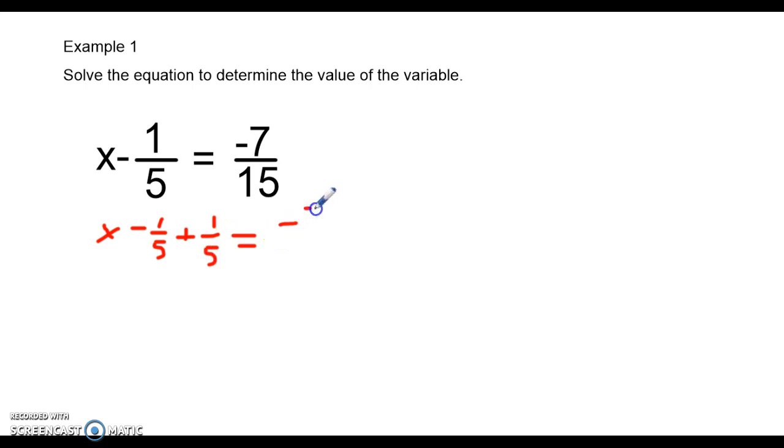So bring down the -7 over 15. We'll add 1/5 to both sides. What you do to one side, you have to do to the other. You guys should know that. All right. On the left side of the equation, -1/5 plus 1/5, well, that cancels each other out. So all that remains is x, and that's exactly what we're hoping for.